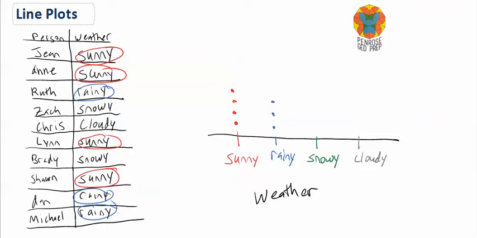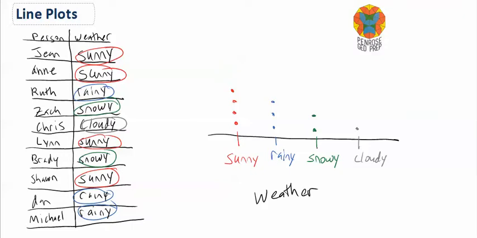Now snowy, so we see 2 people preferred snowy weather, so we put 2 dots under snowy. And finally, cloudy. Just one person preferred cloudy weather, so we put 1 dot under cloudy. Now we can use this line plot to see how many people preferred which type of weather much easier than we could just looking at the table.